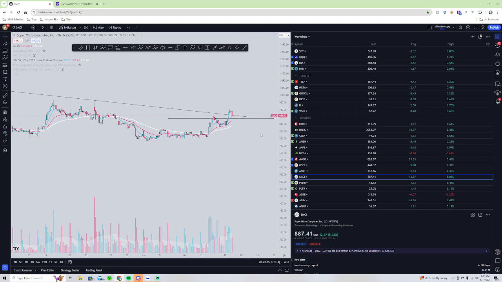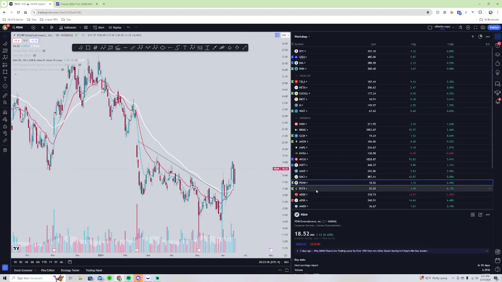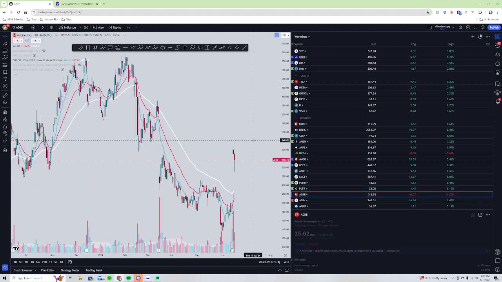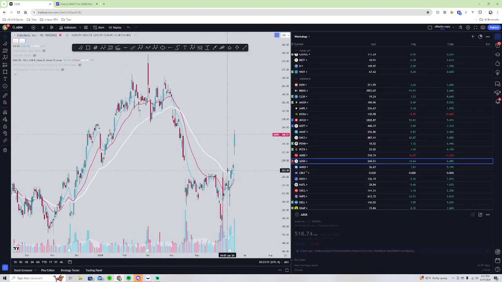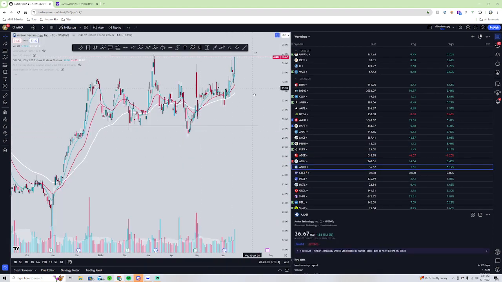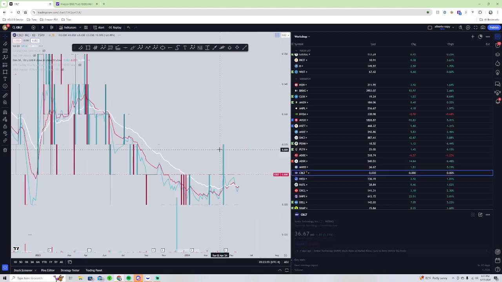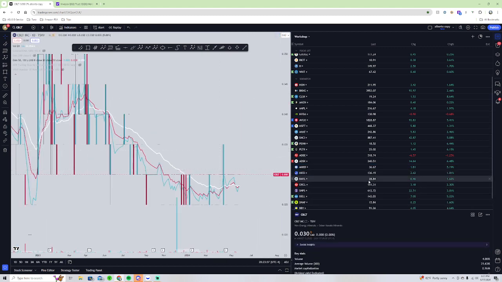SMCI looks very good, but I don't see a trigger level on it. Penn, I don't see a trigger level on it. This one's extended. Adobe, we're just looking for a gap up on that. ADSK, not really seeing anything on this one. This one's still a bit extended, so I'd keep it on there. This is definitely the wrong stock.